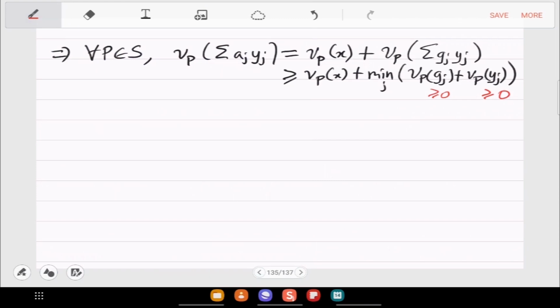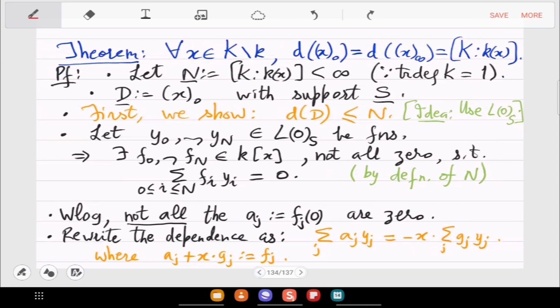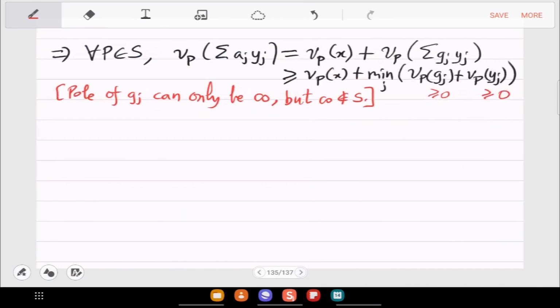That is because g_j is a polynomial in X. If the valuation at P is negative, then P has to be a pole. The only pole of a polynomial can be the point at infinity, but the point at infinity is not in S. So the pole of g_j can only be infinity, the point at infinity, but that is not in S. Right, because what was S? S was the zeros of X. And we are using X in g_j, yeah, correct. So because of that.